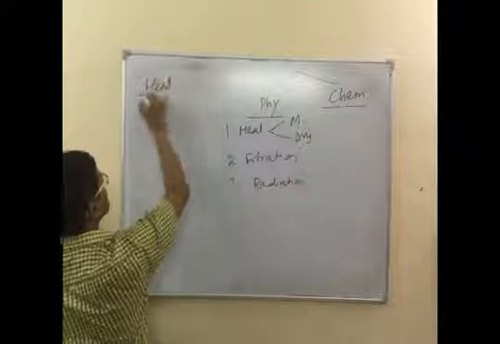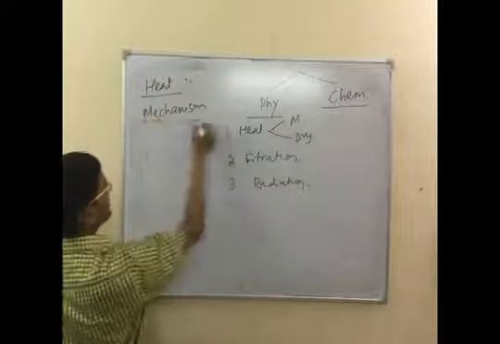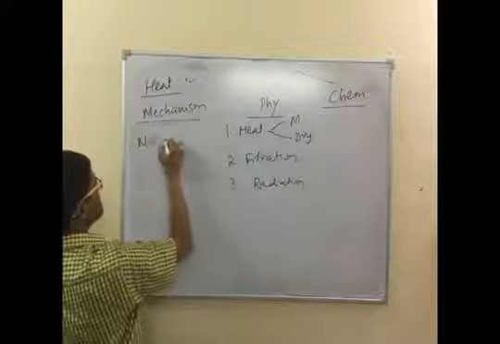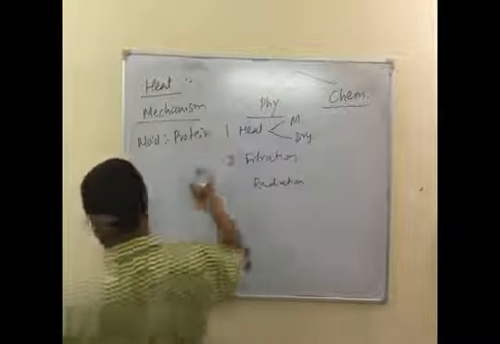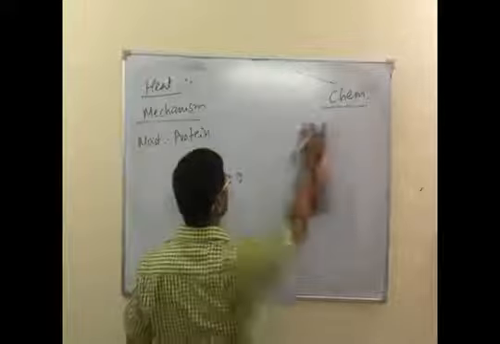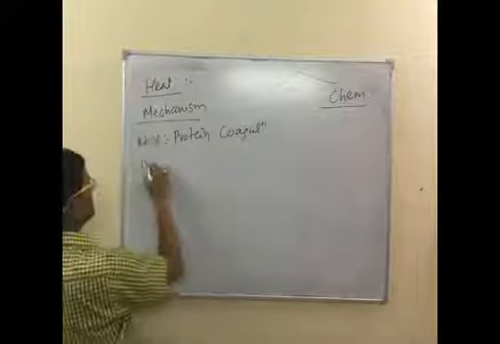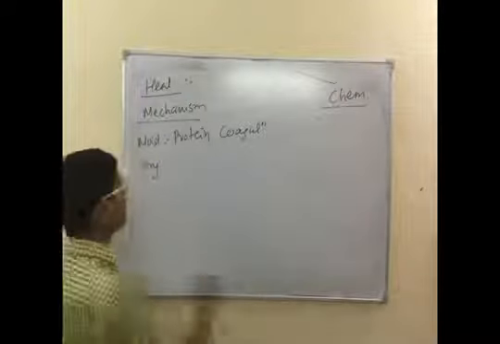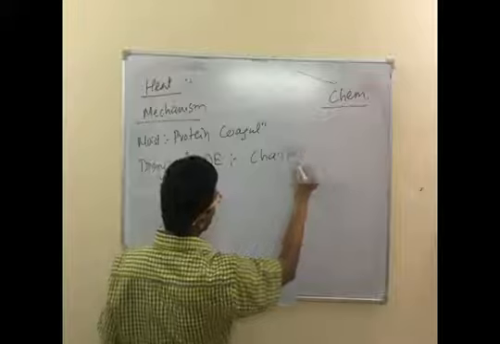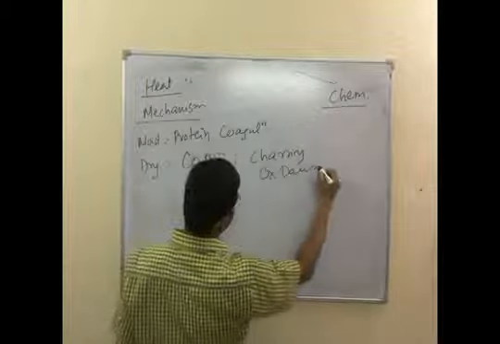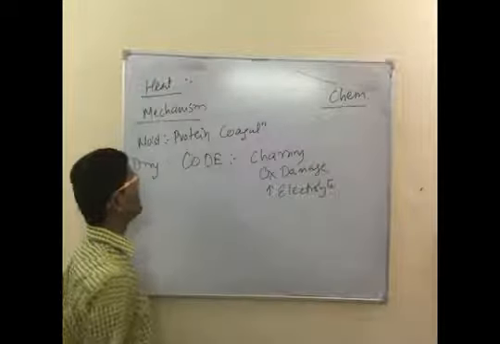In heat sterilization, they usually ask the mechanism of killing of organisms. They say that moist heat kills by protein denaturation and protein coagulation. Whereas for dry heat, the mechanism of destruction is, the code is CODE itself, which stands for charring, oxidative damage and elevated electrolyte. So this is the mechanism of killing of dry heat.